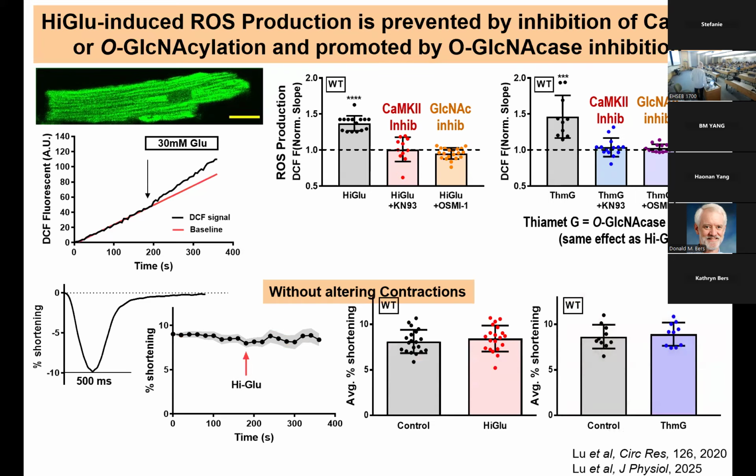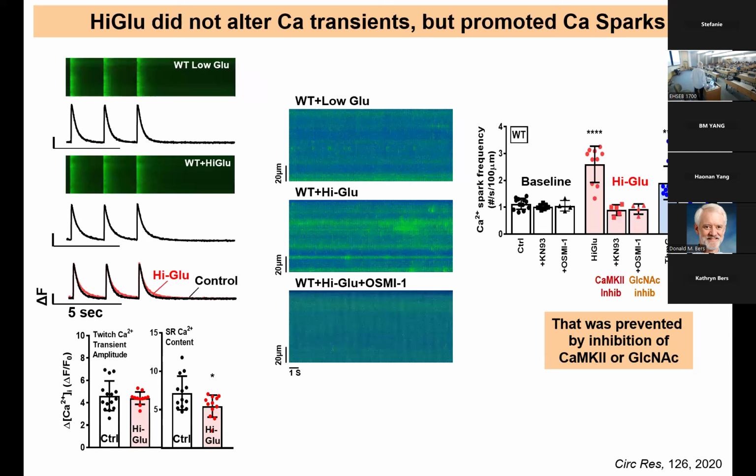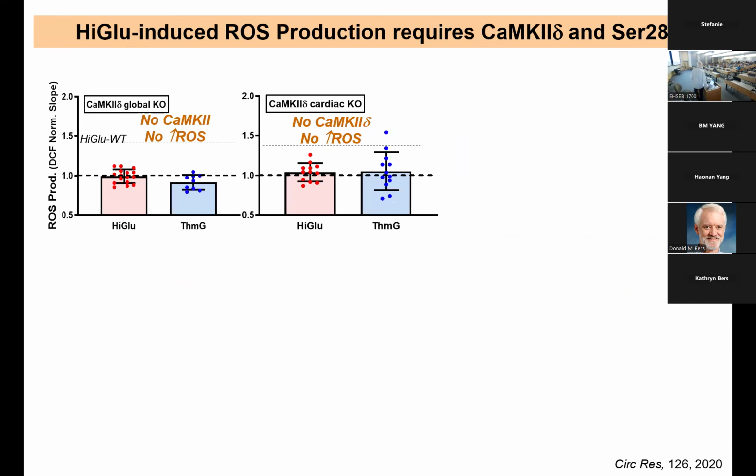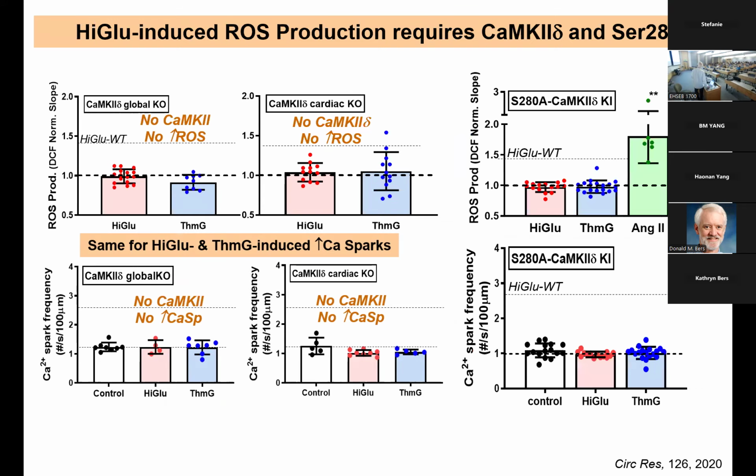And the remarkable thing was, okay, there's more ROS, but contractions weren't changed, relaxation wasn't changed, calcium changes were hardly changed. But the thing that stood out was there's a big increase in calcium sparks, and again, they're suppressed by these inhibitors. And what Shan went on to show was that in CaMKII global knockouts, cardiac-specific knockouts, that effect was completely abolished. Also, the calcium spark subsequent effect. So this seems to be important for both the ROS and the RyR kind of effects.